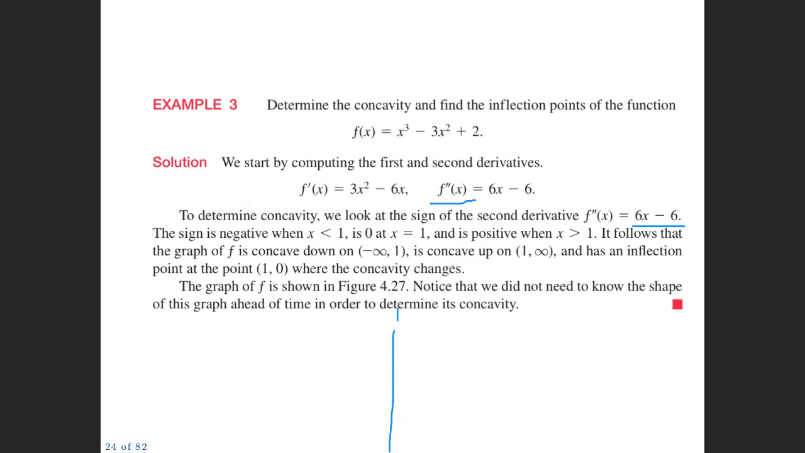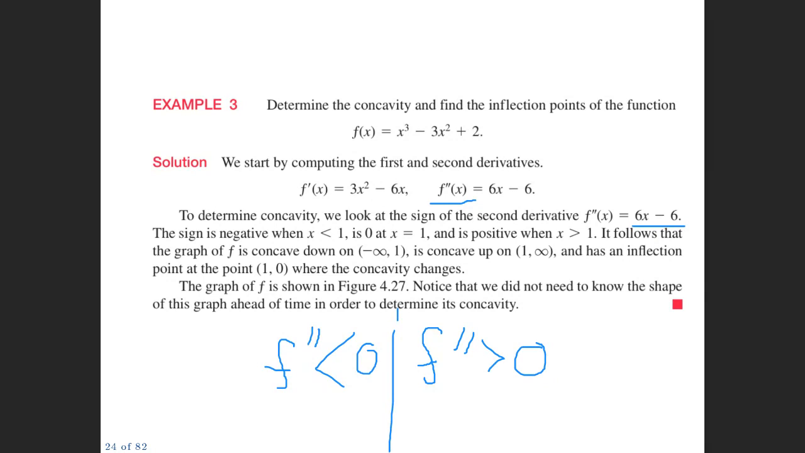If we're on the left of 1, for example, if x is 0, f double prime would be 6 times 0 minus 6. That's negative. So on the left of 1, the second derivative must be negative. That means concave down. On the right of 1, choose any number which is bigger than 1. Let's say we pick x equal to 2. 6 times 2 minus 6 is a positive number. So on the right of 1, our second derivative must always be positive. So we must be concave up if we're on the right of 1.